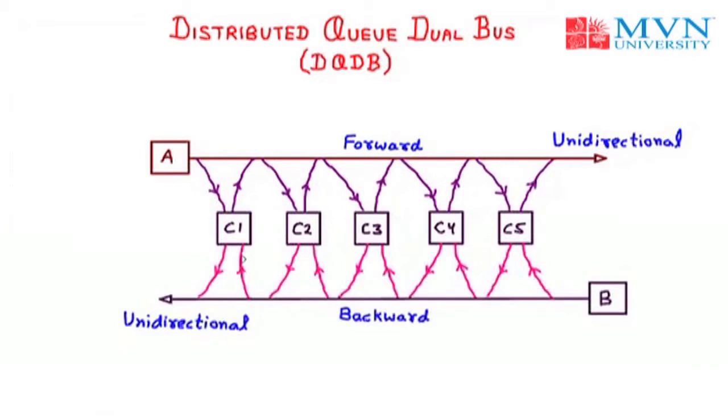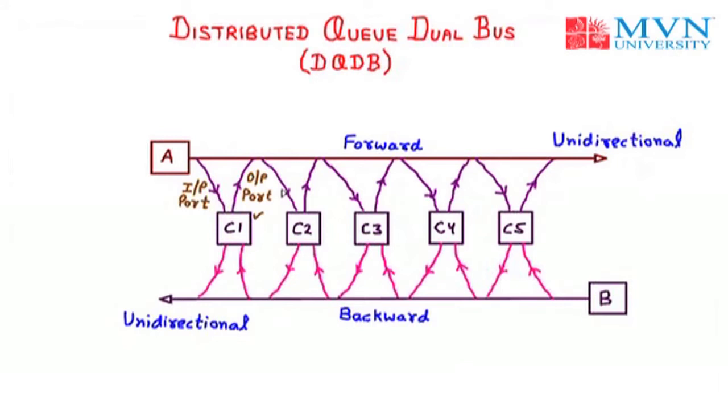Now the main and most important part in the DQDB is that each bus supports traffic only in a single direction, maybe forward or maybe backward, and each bus connects to the station directly through input and output ports. You can see that for system number 1, the incoming arrow is the input port and the arrow going outside is the output port. Similarly, the same input and output ports exist for C2, C3, C4 and C5.